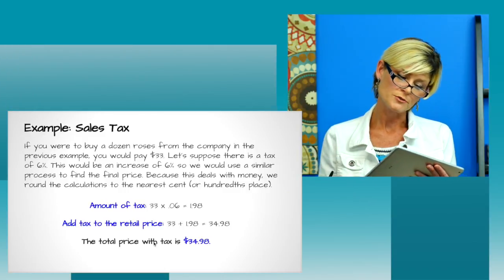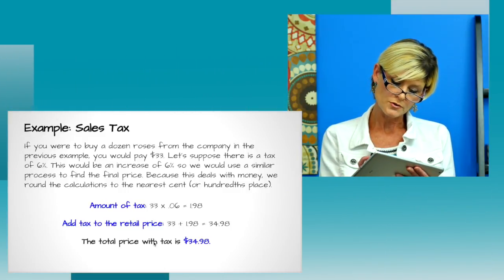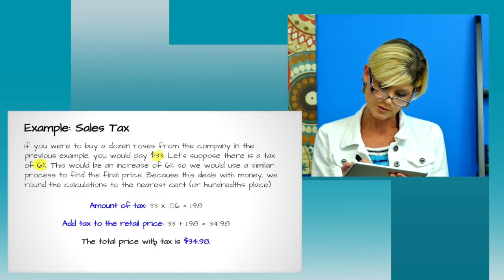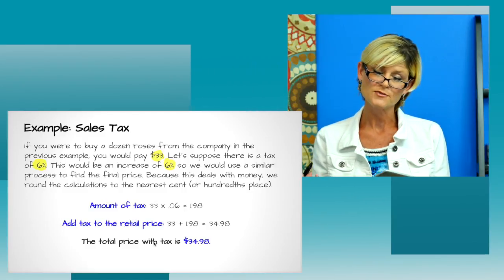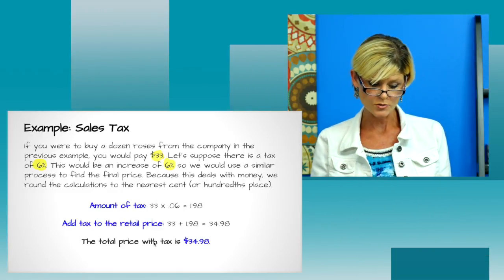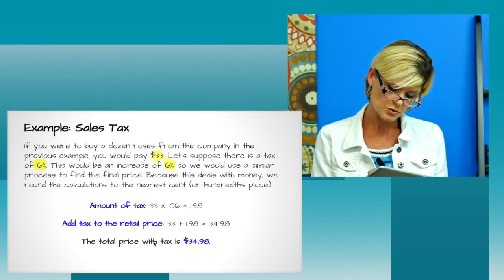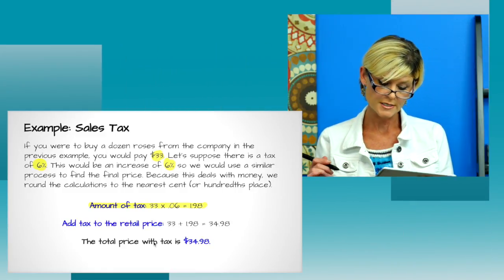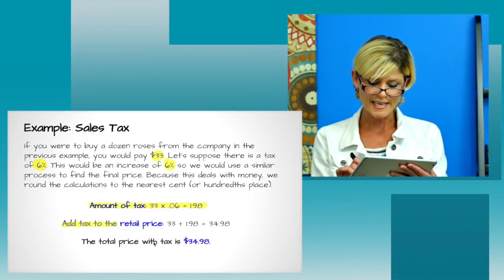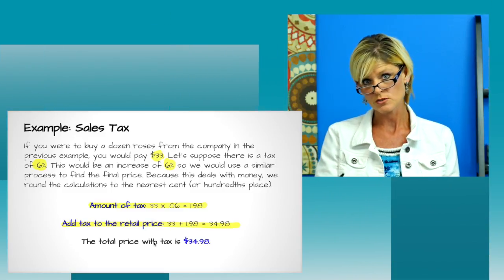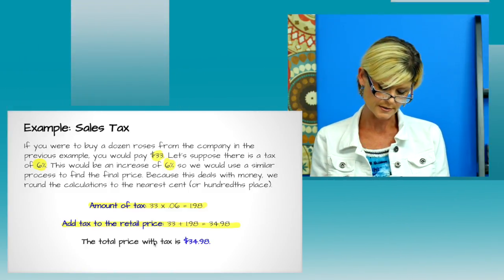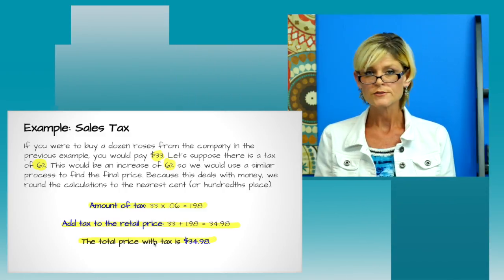If you were to buy a dozen roses from the company in the previous example, you'd pay $33. Let's suppose there's a tax of 6%. This would be an increase of 6%, so we would use a similar process to find the final price. Because this deals with money, we round calculations to the nearest cent, or hundredths place. So we first look at the amount of the tax, which is 33 times 0.06, or $1.98. Then we add that tax of $1.98 to the retail price, the 33. So 33 plus $1.98 is $34.98. The total price with tax will be $34.98.